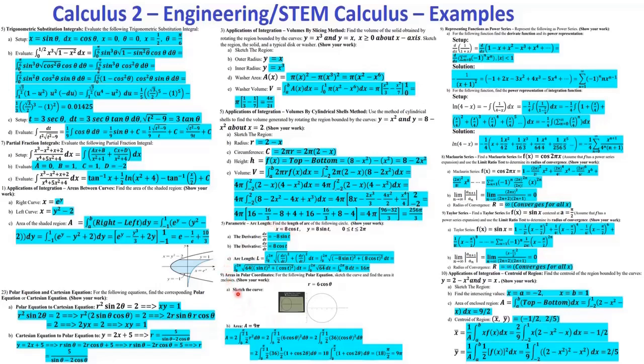Then I have area in polar coordinates. This we already have seen before. So this is r equals 6 cosine theta. Sketch the graph. So the area is, you find the area of the top half circle from 0 to pi over 2, one half r squared d theta. When you integrate this, you double it by multiplying by 2. That will give you the area of the whole circle, which is 9 pi.